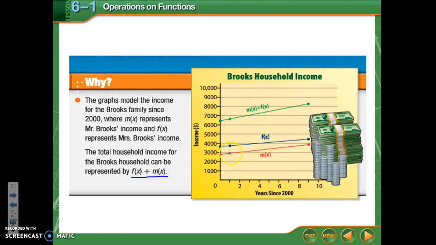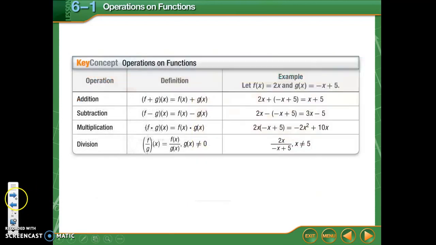So basically what we do is I take the y value from this function and the y value from this function, and that gives me my new y value at the same x value. That's what we're doing when we're adding or subtracting or multiplying or dividing functions. So it's super easy with the four basic operations.